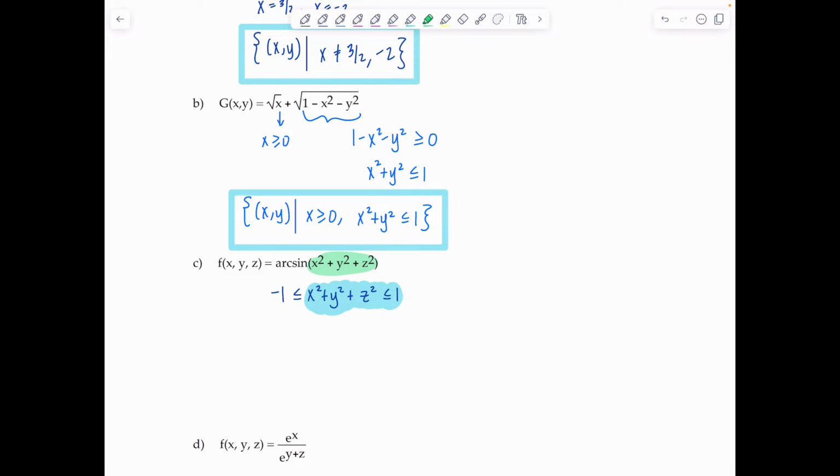And notice in this case, the domain are ordered triples, x, y, z. So we're in three-dimensional space, so we need to make a note of that. So f is continuous on all x, y, z such that x squared plus y squared plus z squared is less than or equal to 1.